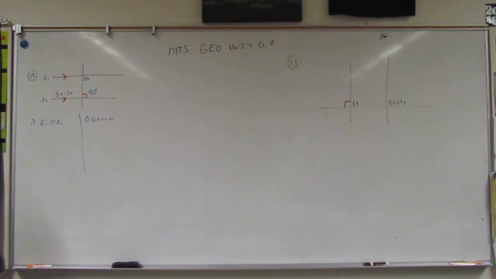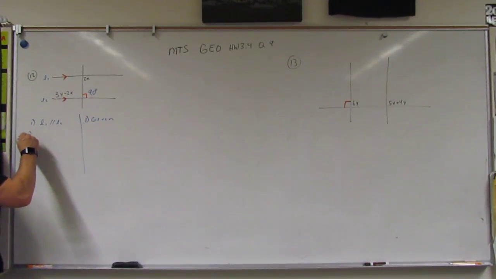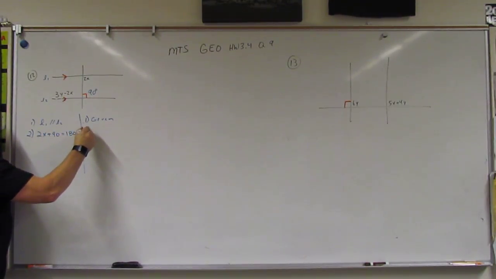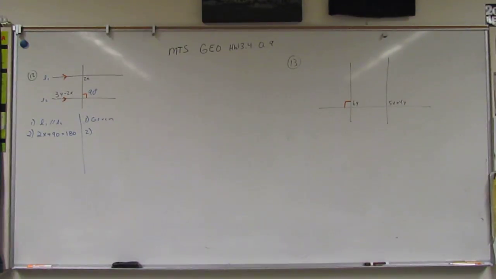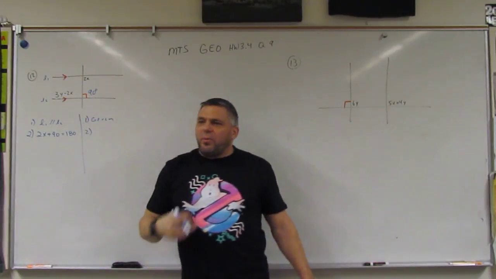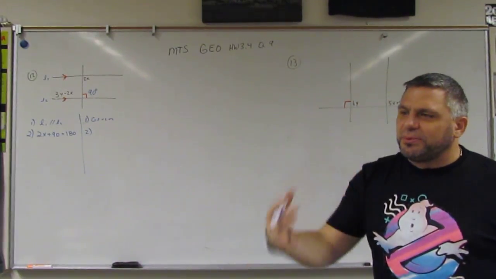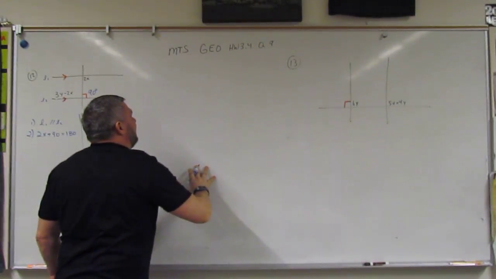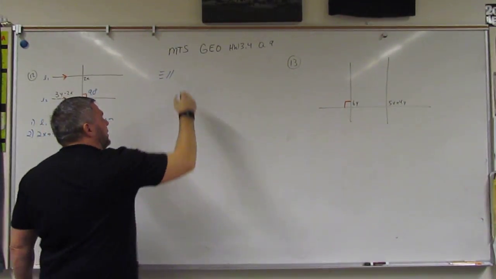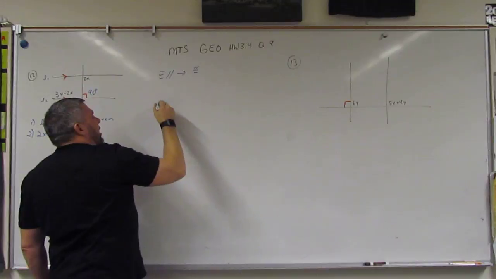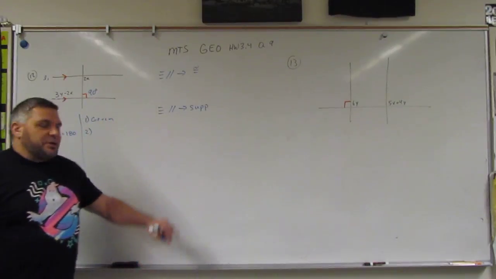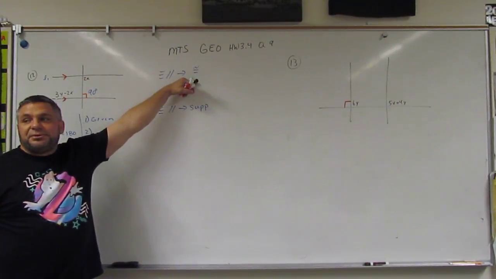So now we can say that 2x plus 90 is equal to 180. Why can we say that? Why are they supplementary? What's the rule? Remember, I'm going to write these rules. If the lines are parallel, then they are congruent. If they are parallel, then they are supplementary. There's 2 rules here, there's 3 rules here.